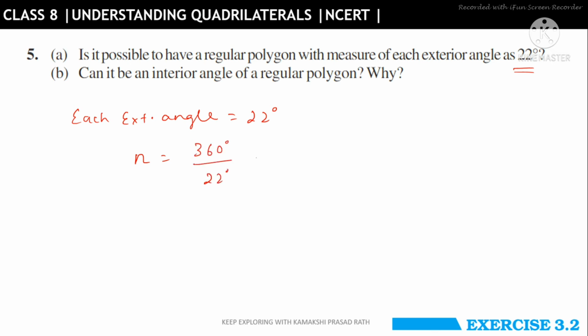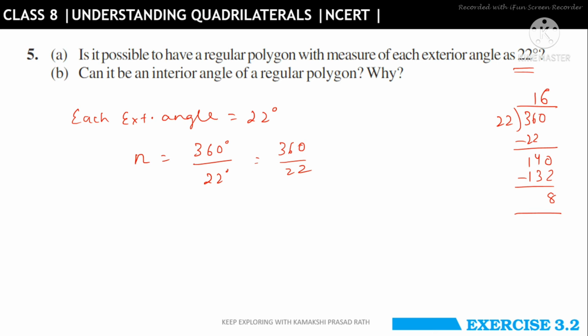So we have 22. Now when we try to divide 360 by 22, 22 ones are 22. So we have 140. Now we have 22 5s are 110, 22 6s are 132. So the remainder comes 8.